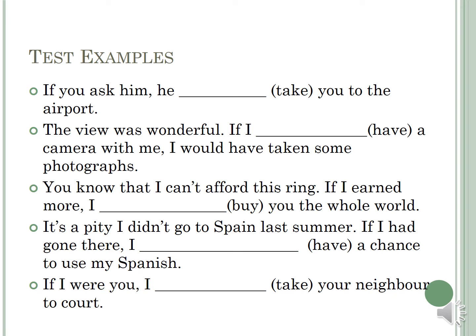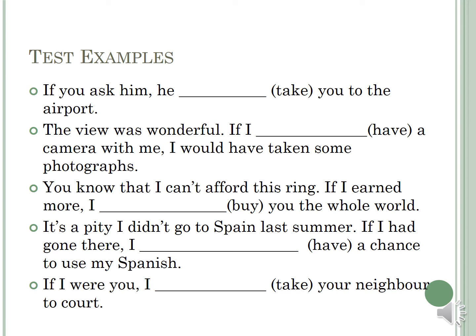Second, the view was wonderful. If I have a camera with me, I would have taken some photographs. Now notice the result clause is made up of would plus have plus the past participle taken. This shows me that it's third conditional. So I use have. I have to use that in the past perfect tense. If I had had a camera, I would have taken some photographs, but I didn't have any.